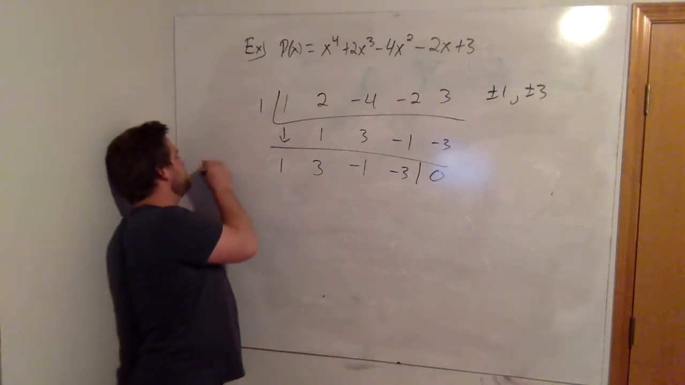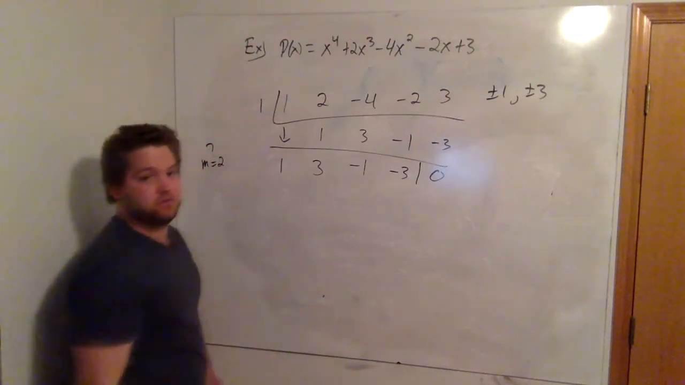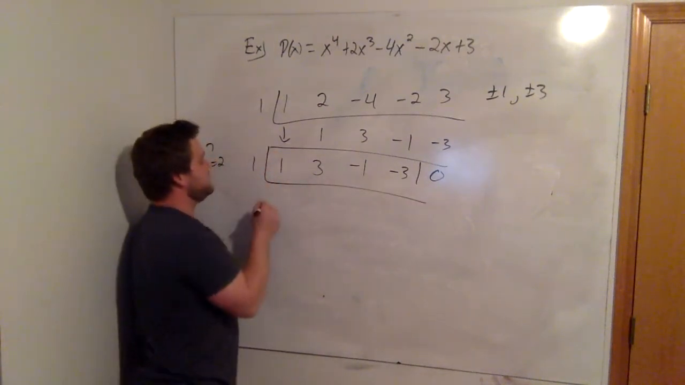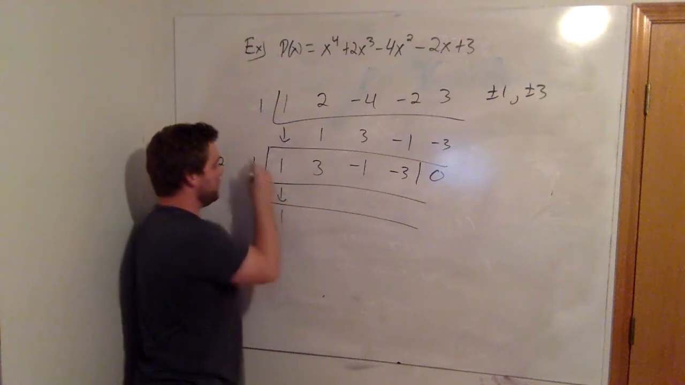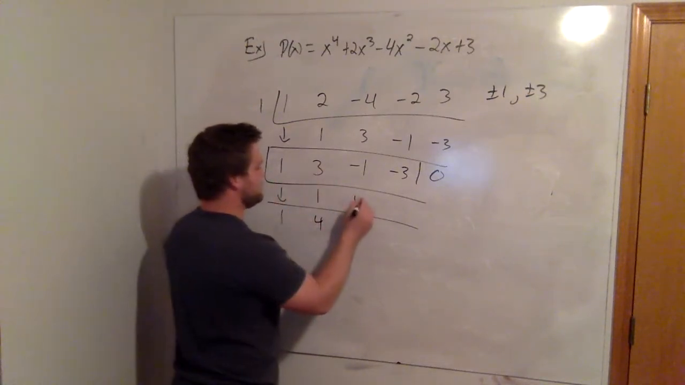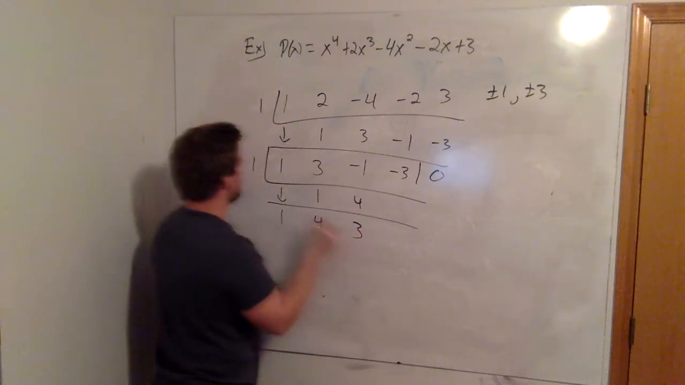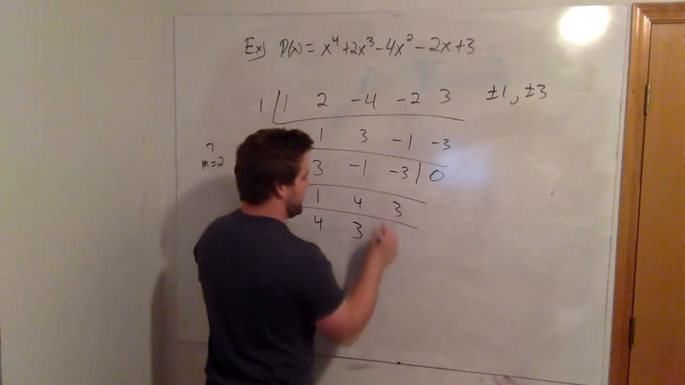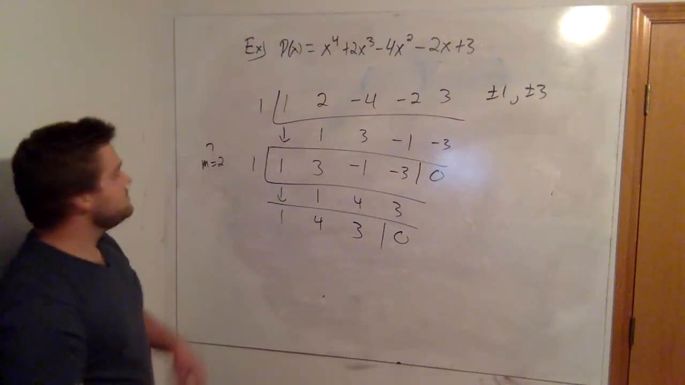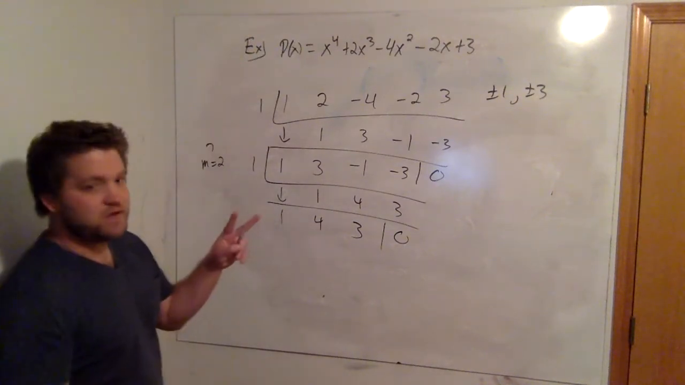But remember, we should check to see if it has multiplicity of 2. It could go in there more than once. So let's check if it goes in twice. So we'll bring down the 1. 1 times 1 is 1. 3 plus 1 is 4. 1 times 4 is 4. 4 plus negative 1 is 3. 1 times 3 is 3. Add those together, we get 0. Yes! So in this case, 1 went into this polynomial twice.